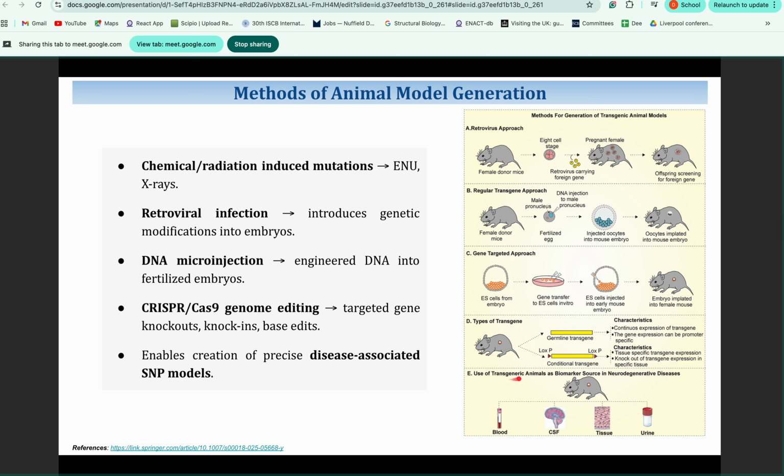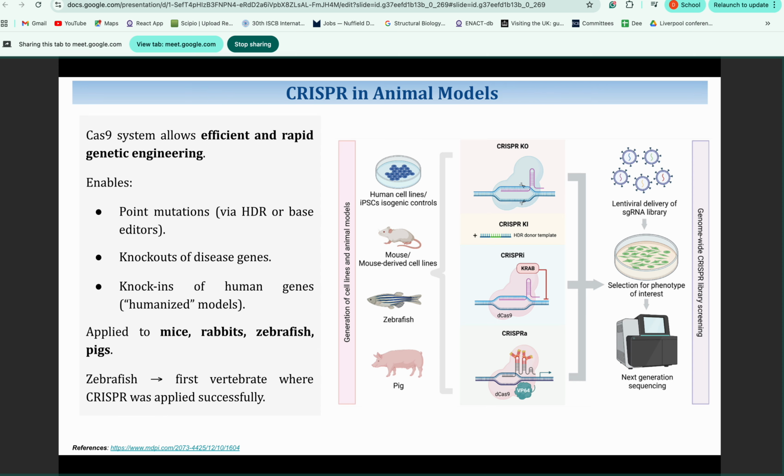So use of transgenic animals as the biomarker source in neurodegenerative disease. So blood, CSF, tissue and urine, these samples can be obtained and then these can act as the biomarker source in the case of the neurodegenerative disease. So in detail, if you want to read, you can go through this article in which they have clearly mentioned how we can generate them in detail.